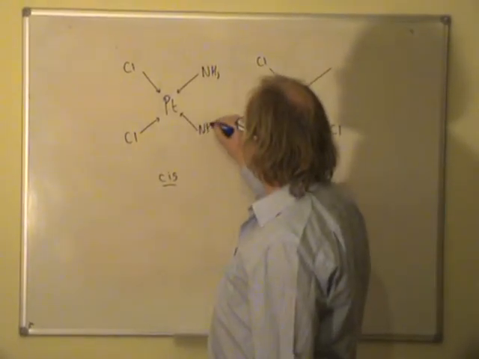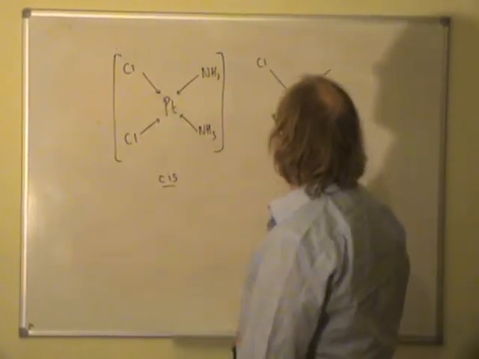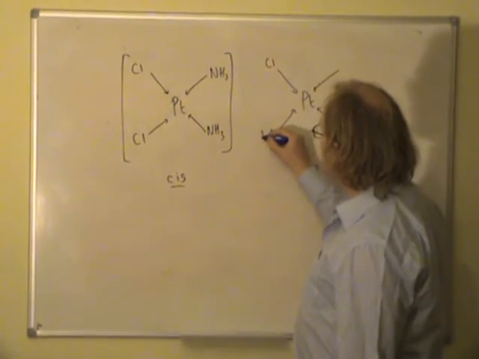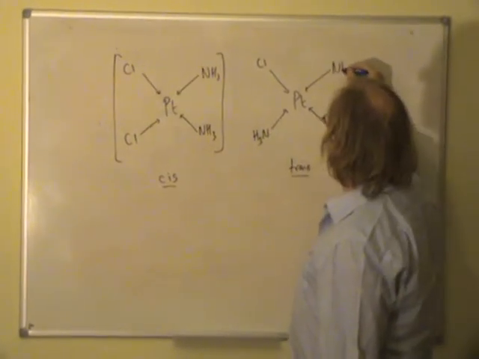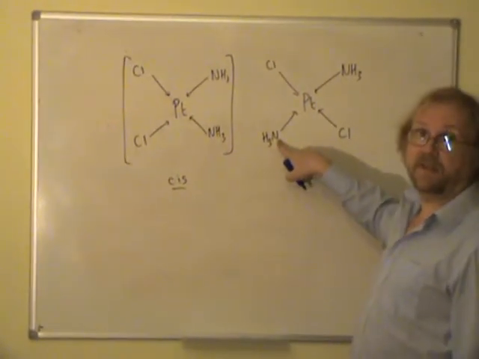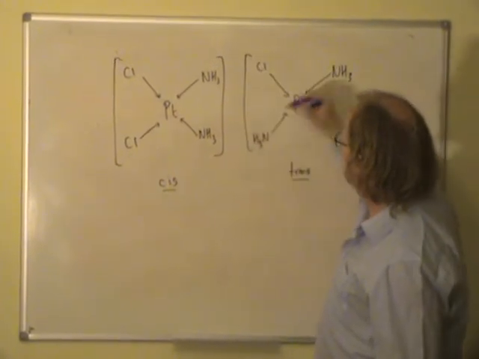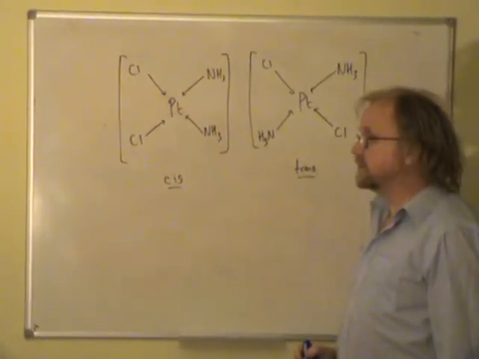So here come the 2 ammonias, and remember to put a square bracket round it like that, and the same with the ammonias here. Be careful with that one. Make sure that you write it as H3N rather than NH3, so that it's clear that it's the nitrogen that forms the bond. Okay, so those are your 2 isomers.